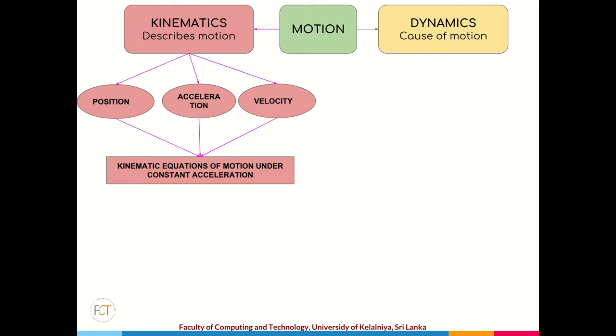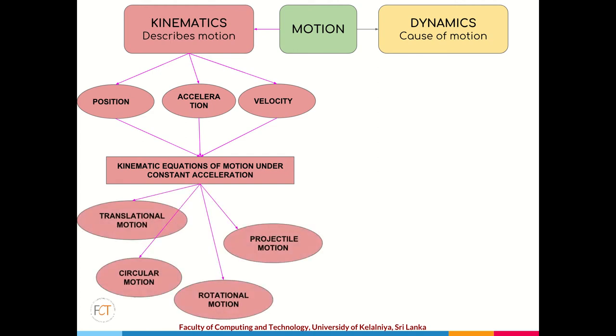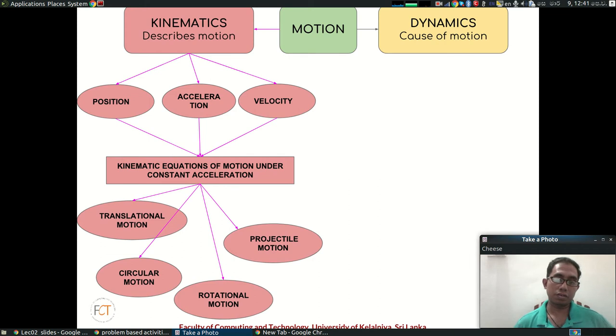So we study a special case where acceleration is constant. This constant acceleration motion you can divide into four types of motion. One is translational motion, motion that happens in a linear way. Circular motion, motion that goes around a circle. And rotational motion, where the motion is around an axis. And also you have projectile motion, which is the motion of a missile or a basketball or something that's in X and Y, not only in X. So you can also say it's a two-dimensional motion.